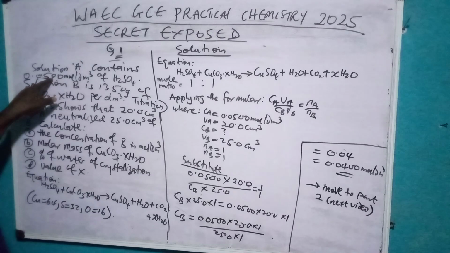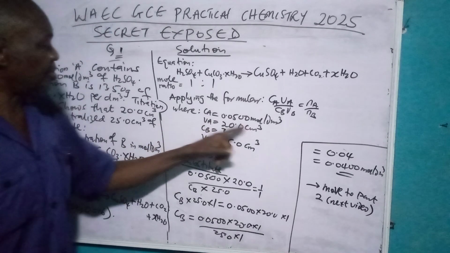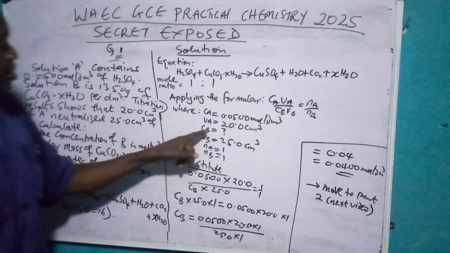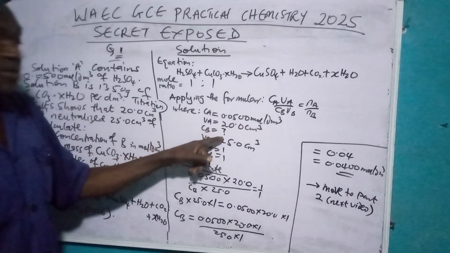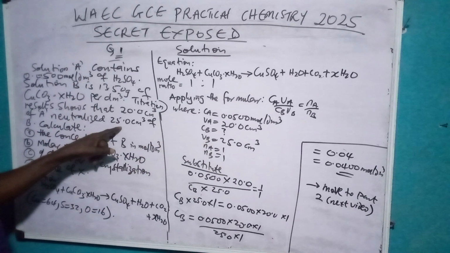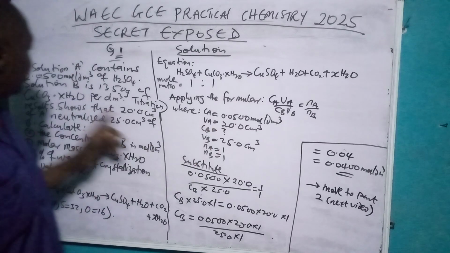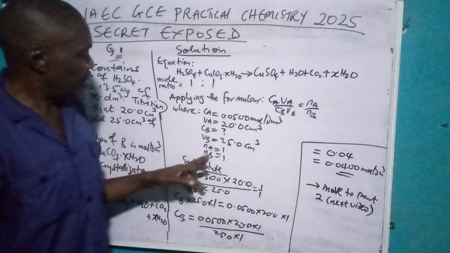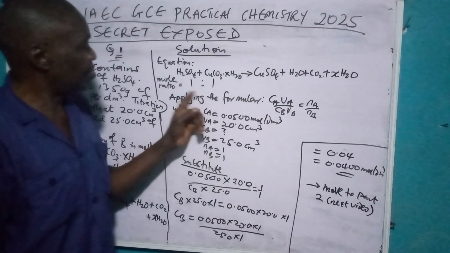Number of moles, that's the mole per dm³ of H2SO4. Va is 20.0 cm³. They gave everything. Cb you are not given. That's the concentration of base in mole per dm³ you are not given. Vb, volume of the base, which is 25. Va is 20. We've already said that. Then number of moles of acid to base, or mole ratio, is 1 to 1. You can see it, 1 to 1.